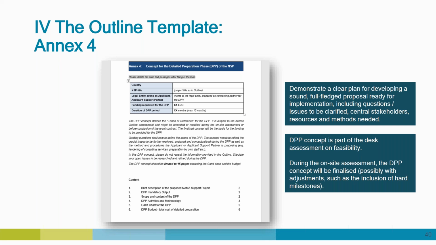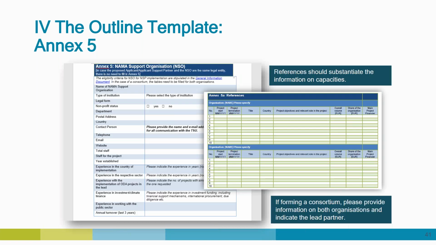In Annex 5, you are asked to provide information and references on the NAMA support organization. Again, remember at this stage, the NSO selection is not necessarily fixed. The expectation here is simply general information about the chosen NSO, as can be seen on this slide. Please note that if the proposed applicant or applicant support partner, as we call them, and the NSO are the same legal entity, there is no need to complete Annex 5.